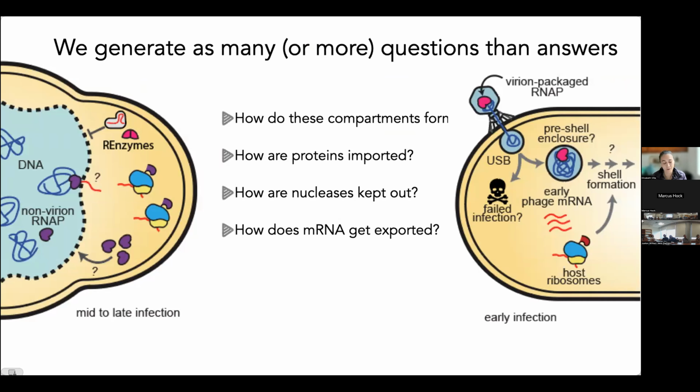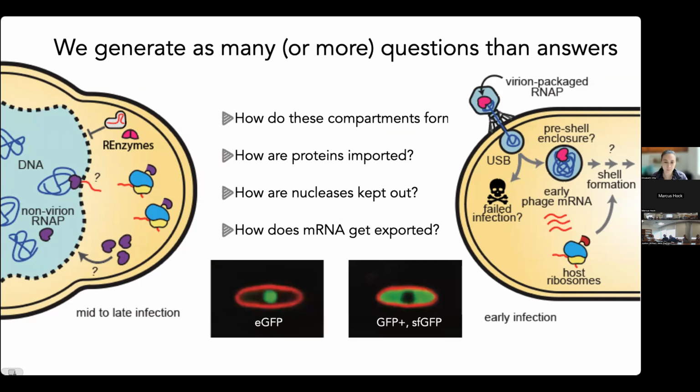We actually have found what we think is a nuclear pore that has disordered domains. How does mRNA get exported? How do compartments form? And just to tease your brain, but this drives me a little crazy, I'll show you a kind of fluke, but reproducible experiment where in one particular phage and host, eGFP gets imported, which technically shouldn't, but it does. But GFP plus and superfolder GFP do not.